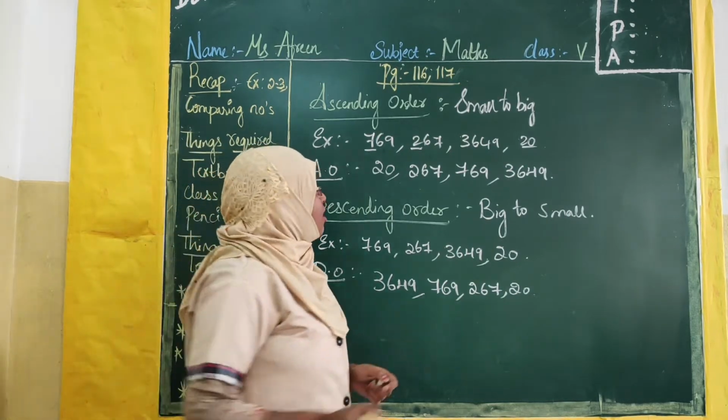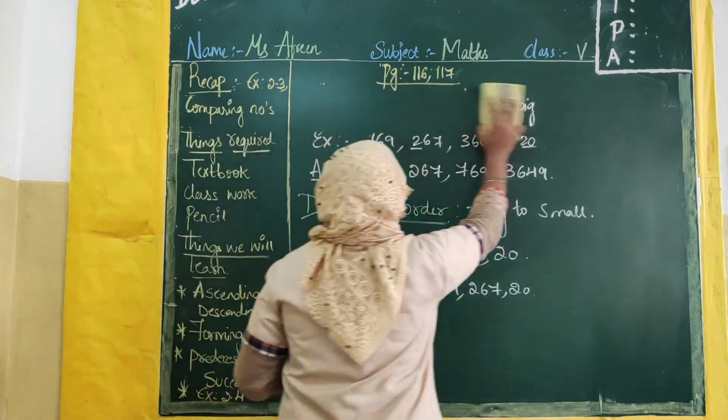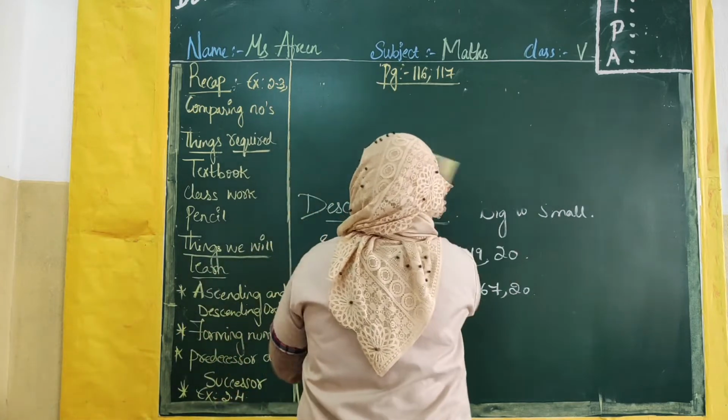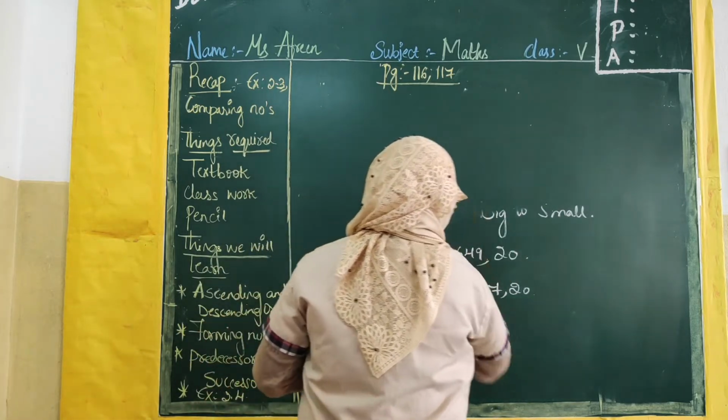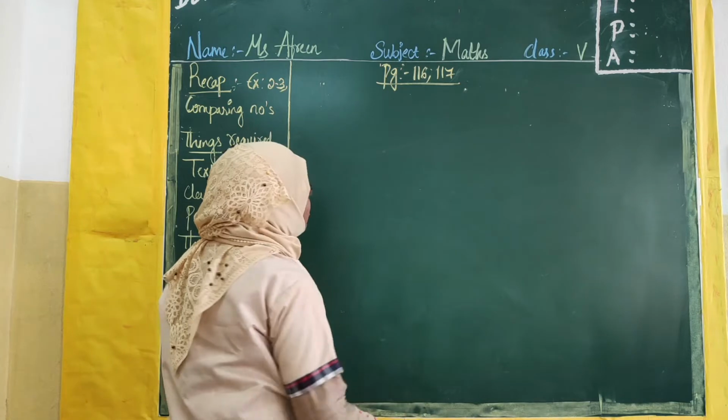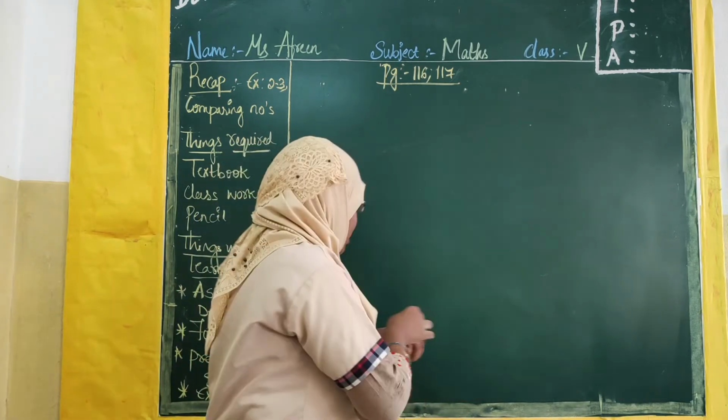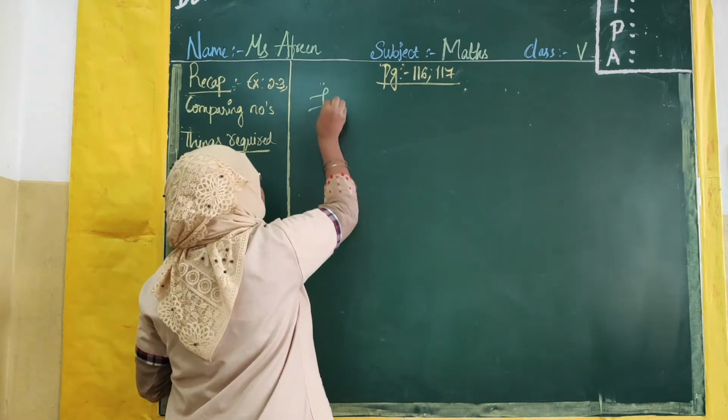Now let us move to our forming numbers. Open page 117, 117. Forming numbers.